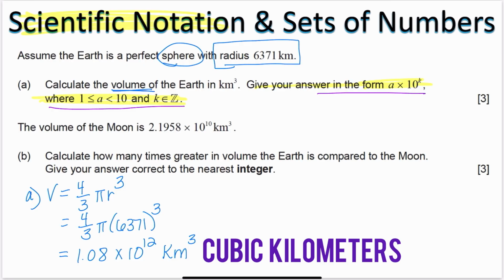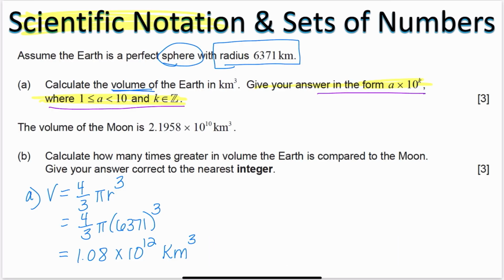The volume of the moon is 2.1958 times 10 to the 10th power cubic kilometers. Calculate how many times greater in volume the Earth is compared to the moon. Give your answer correct to the nearest integer. If you don't remember, an integer is a whole number, positive or negative or 0. For part B, in order for me to figure out how many times greater in volume the Earth is compared to the moon, I am going to divide.